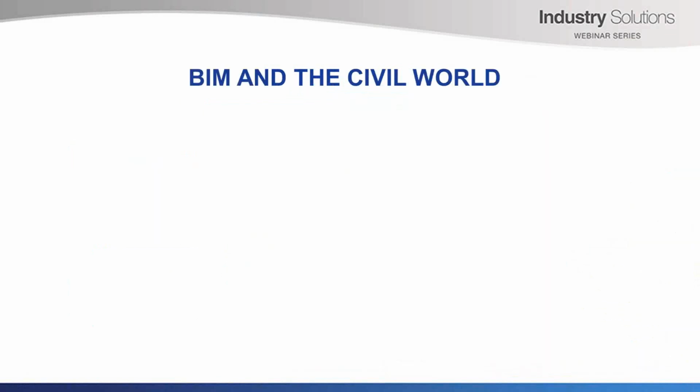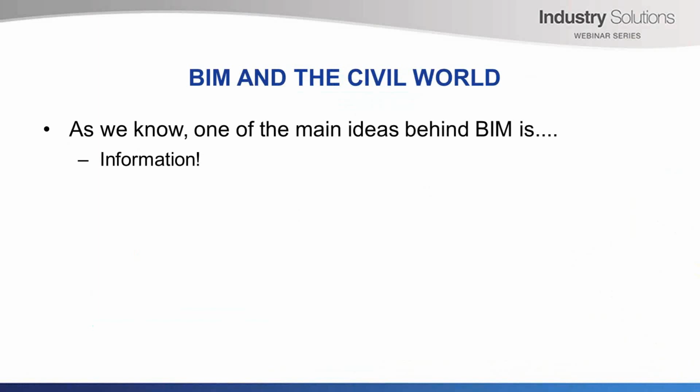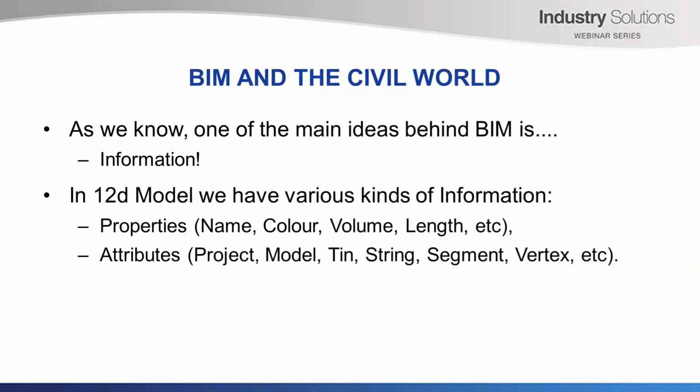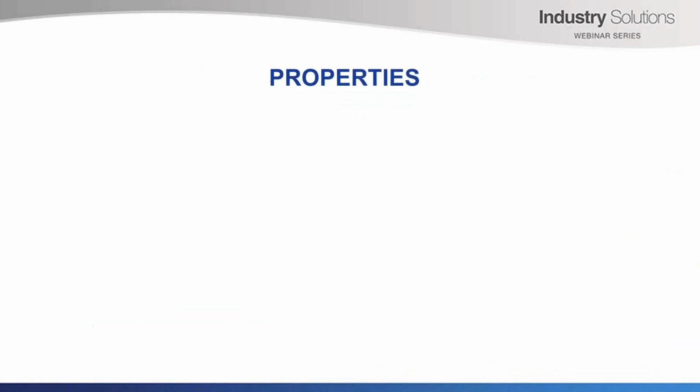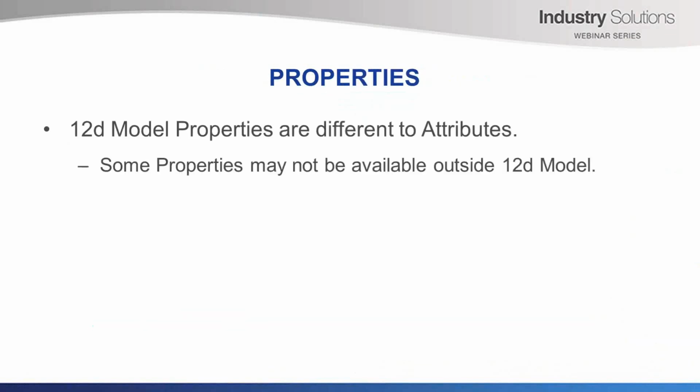So back to BIM in the civil world. As we know, one of the main ideas behind BIM is information and exchange of that information. In 12D model, we have various kinds. We have properties, which are your name, color, volume, diameter, length, all that type of thing. And we have attributes. Now, attributes in 12D model can be project attributes, model attributes, tin attributes, string, segment, vertex, tri-mesh. I think that covers all of them. 12D model properties are different to attributes, and some properties may not be available outside of 12D model.